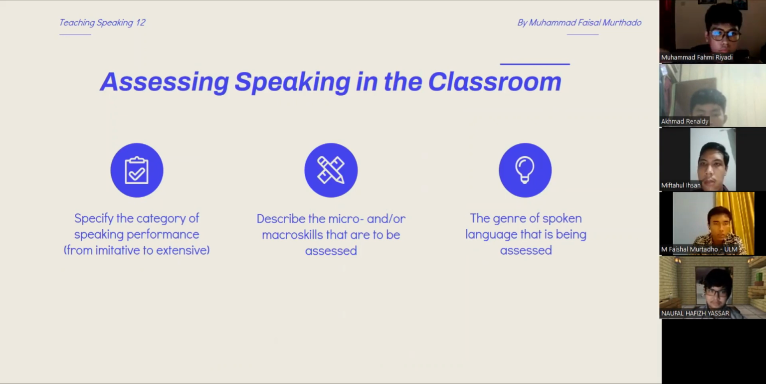First, specify the category of speaking performance from imitative to extensive. That is in the question. And then second, describe the micro or macro scales that are to be assessed. A further factor should be taken into account. The third, the genre of spoken language that is being assessed. It's easier said than done, but the more specific you can be in pinpointing these three criteria, the greater the chances that you will create a valid, reliable assessment procedure. Next slide.